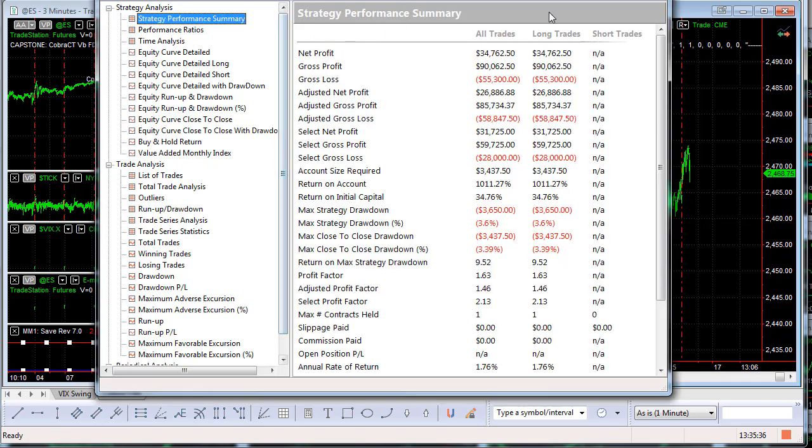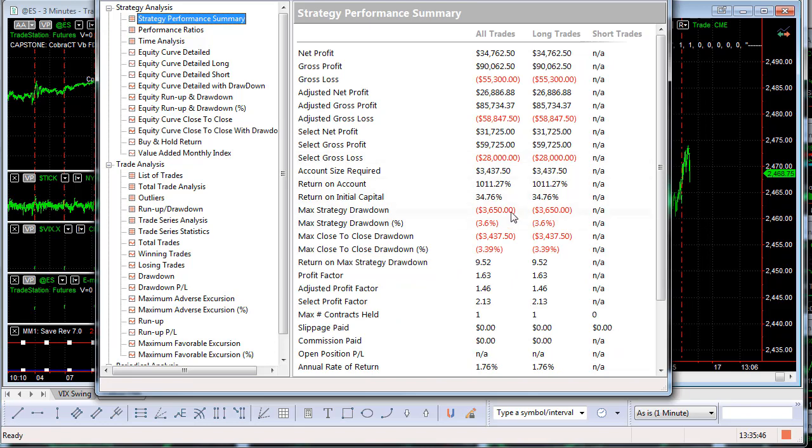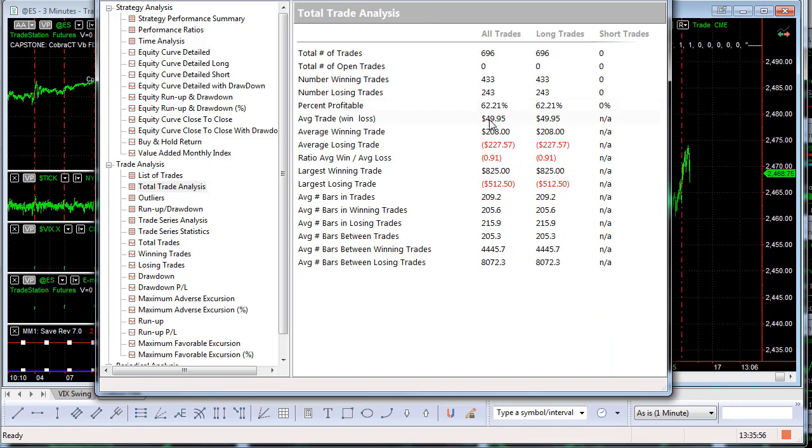And so here's the performance summary: 34.7, 62.50. The drawdown is less on this when you do this. Let's look at this again. So the max strategy drawdown 36.50, 34.37.50 on a closed trade to closed trade drawdown. So you get a lower drawdown and a higher average trade profit. Percent profitability 62.21%. This is a long only strategy, and this is how you set up Cobra CT5B E-mini S&P with its money management algorithm in MultiCharts.